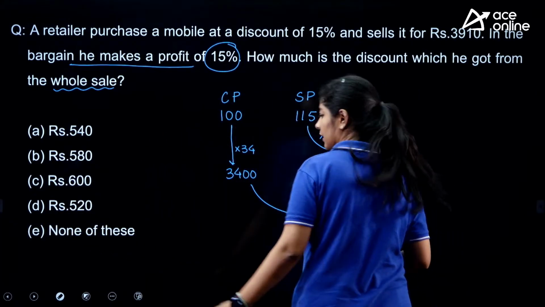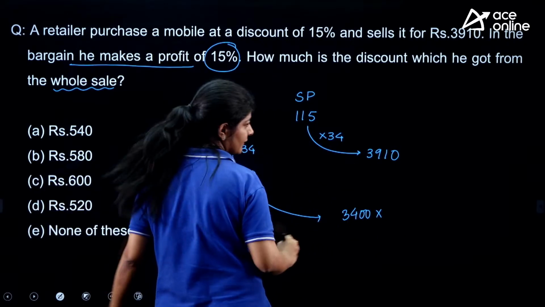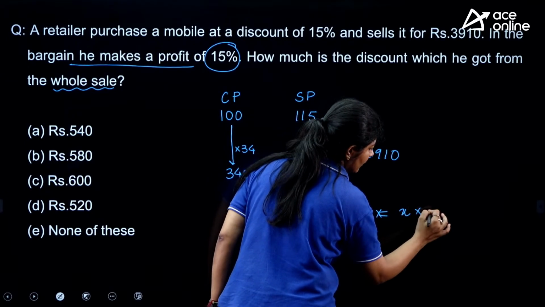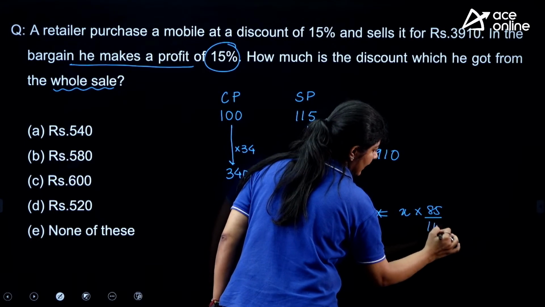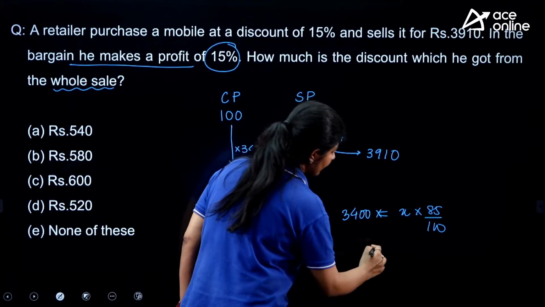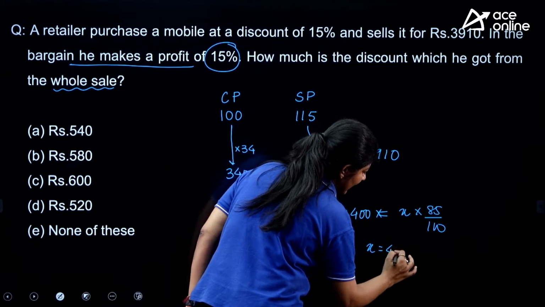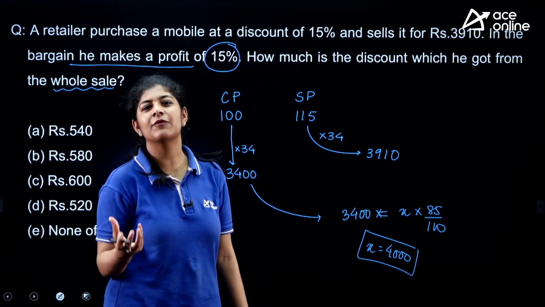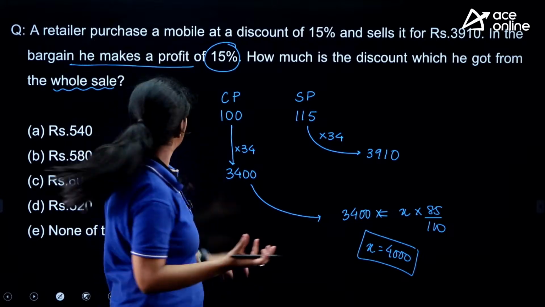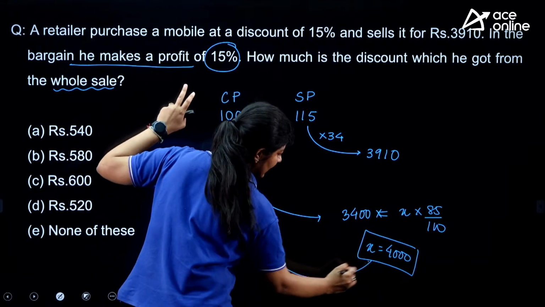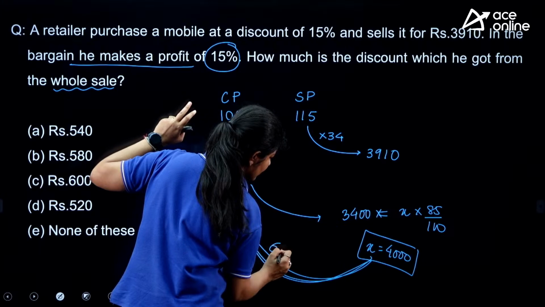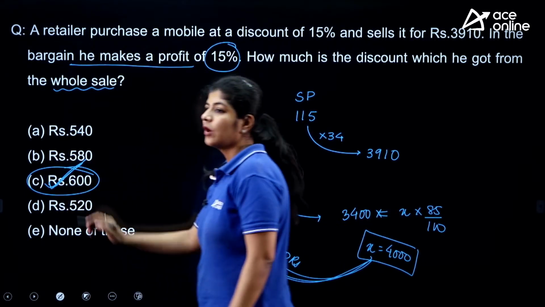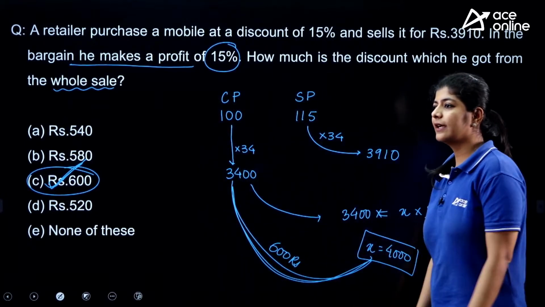This is nothing but 3400 into 100 by 85, right? This equals x into 85 by 100. If we calculate it, we can easily get the value of x as 4000, right? So initially the price is 4000, but he did a bargaining of 15%. So the amount he saved over here is 600 rupees. Option number C is the correct one.